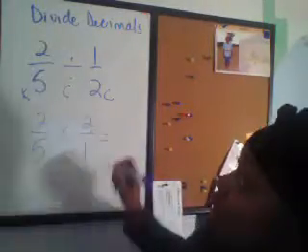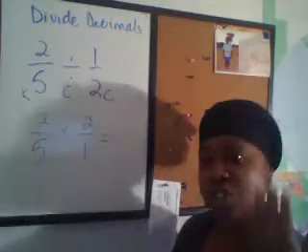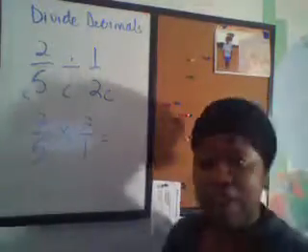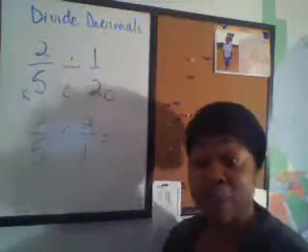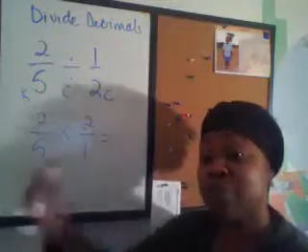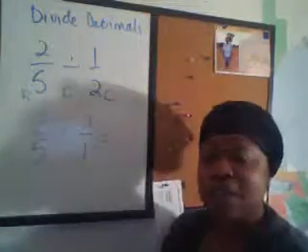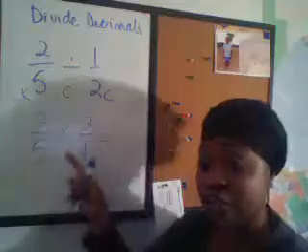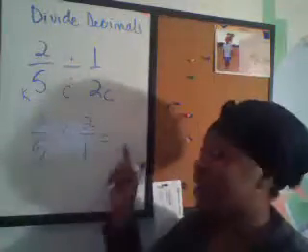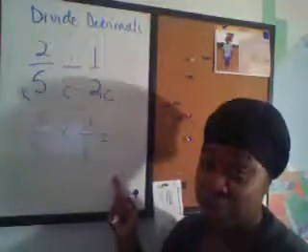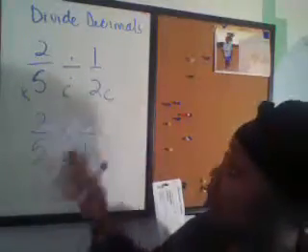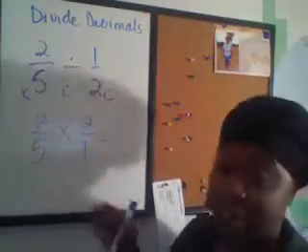Okay? So now that we did keep, change, change, let's just multiply. First, my students should know that they must use cross cancellation before they multiply. It helps you. It allows you to reduce your fraction before you multiply, so you're not left with a huge fraction to reduce. Okay? So let's see if we can do any cross cancellation.